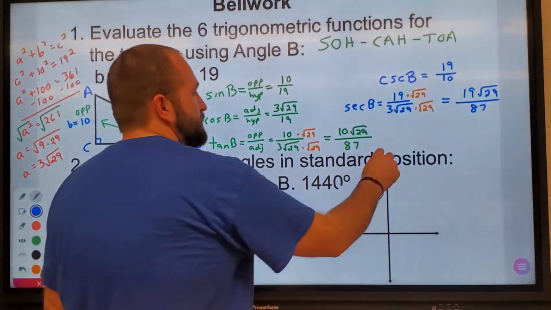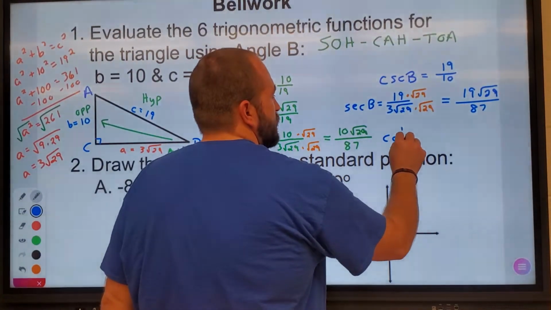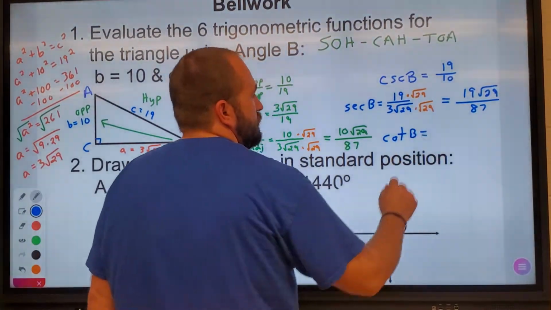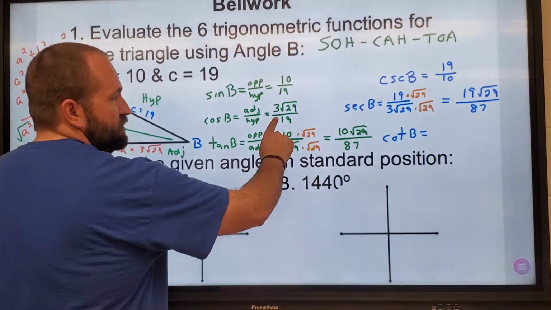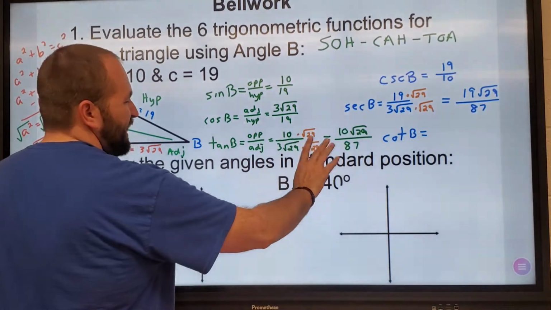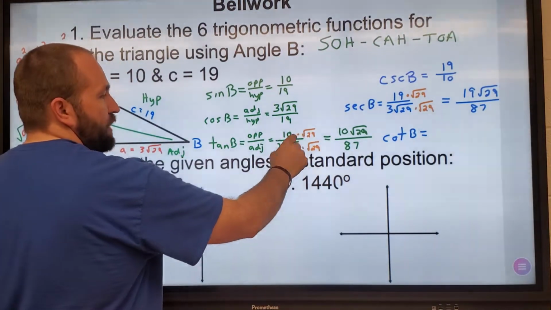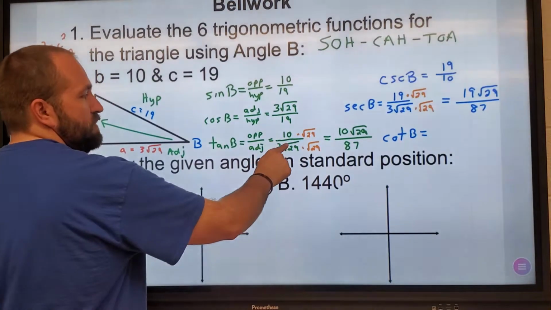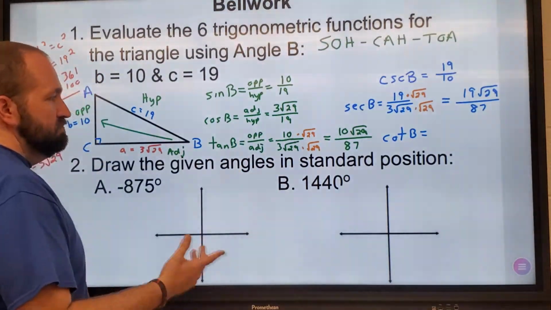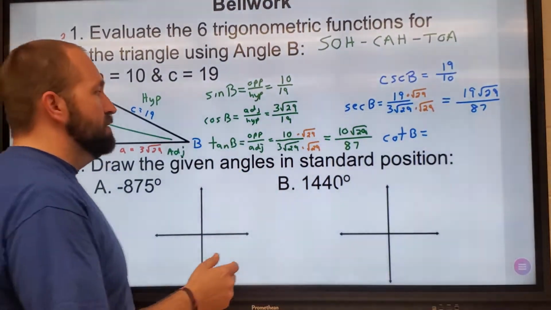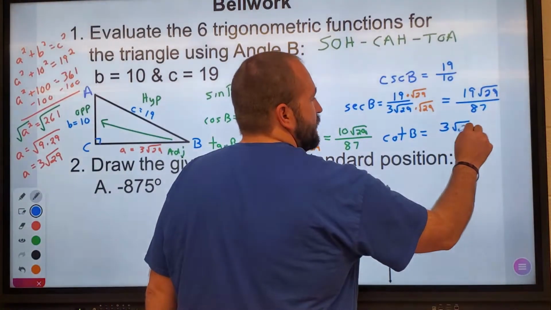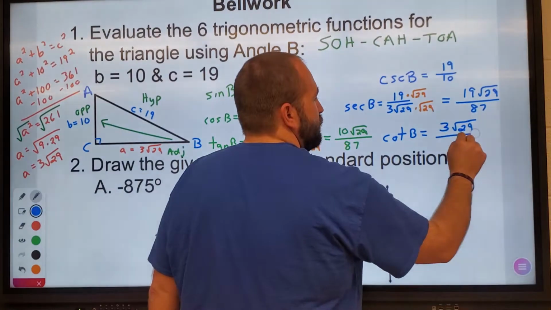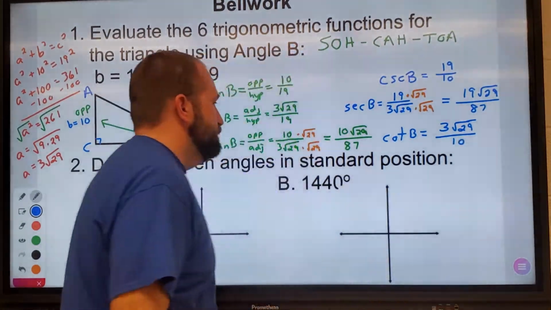And then cotangent, the reciprocal of tangent. Again, I'm going to backtrack. If I take this and I flip it, I'm going to have a situation like this where I have to simplify, and I don't want to do that. Here I multiplied to simplify, but here, if I take this and flip it, I don't have to do any simplifying. So that would be my answer. So the answer is 3 square root of 29 over the 10.